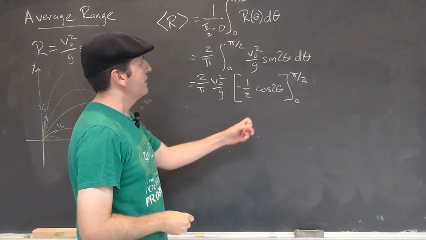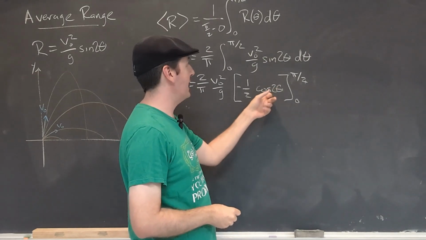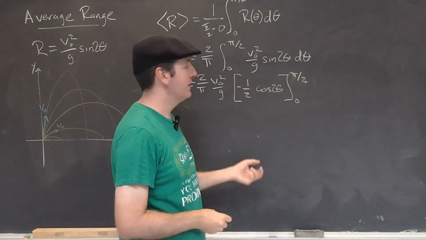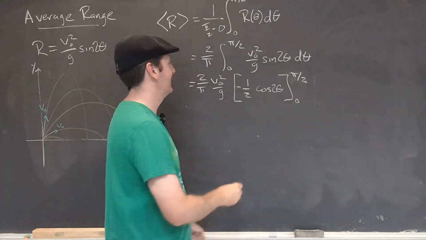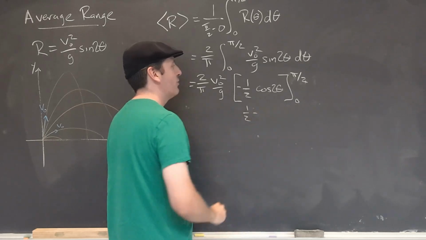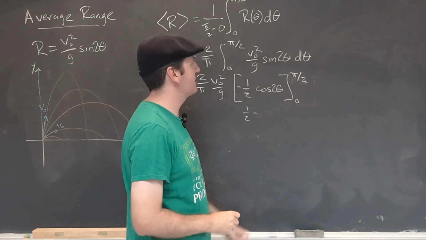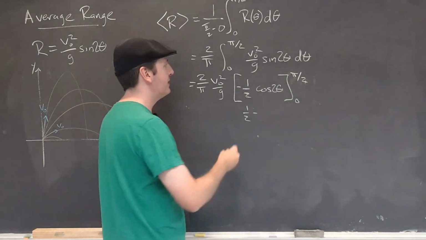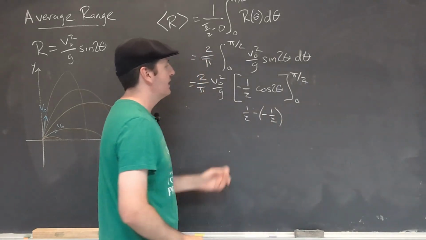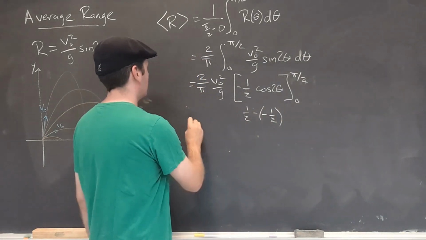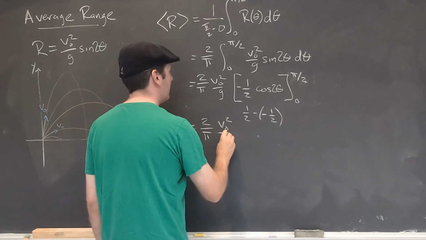All right, when we plug it in, pi over 2 times 2 is pi. Cosine of pi is -1. So I'm going to start with negative half, which is 1/2. And then I'm going to subtract -1/2 times the cosine of 0, which is, of course, 1. So negative will become a plus, and 1/2 plus 1/2 is 1. So at the end of the day, my average distance is 2 over pi v naught squared over g.